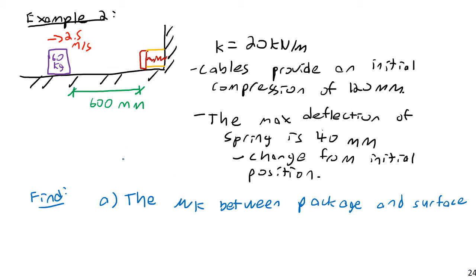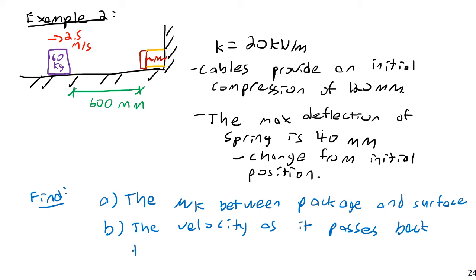and B, the velocity as it passes back through the initial position.